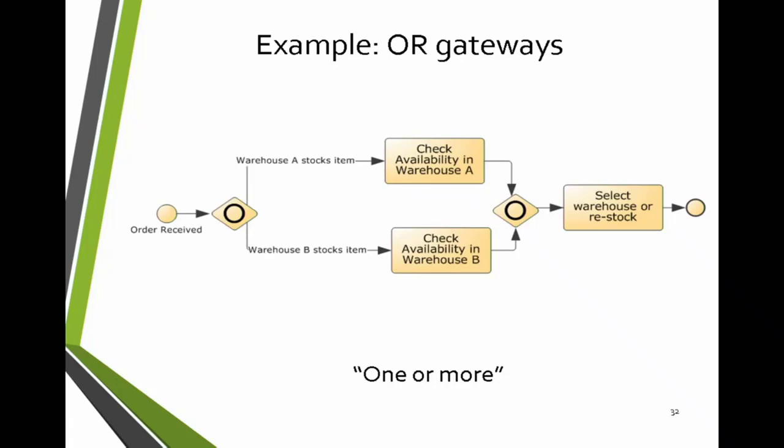So if this order contains items of warehouse A, you will need to do the upper branch. But if the order also contains items of warehouse B, you will need to do the lower branch. And it is possible that your order contains items from both warehouses. So it is possible in certain situations that you do both the check availability in warehouse A and in warehouse B. This is a particular modeling construct for which you can use this OR gateway, the inclusive OR gateway.